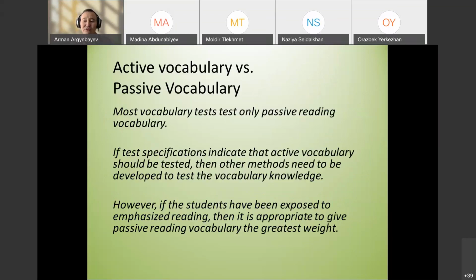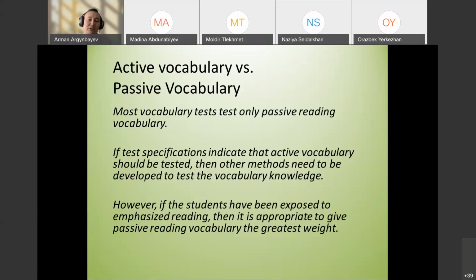Because tests shouldn't only test, tests should also teach. And if we want our students to learn active vocabulary, we should have quizzes. Because in many cases, tests, assessments, they are the driving force of learning. If you don't test, if you don't give assignments, students just simply don't learn. Maybe they learn, but they don't put a lot of effort in that.